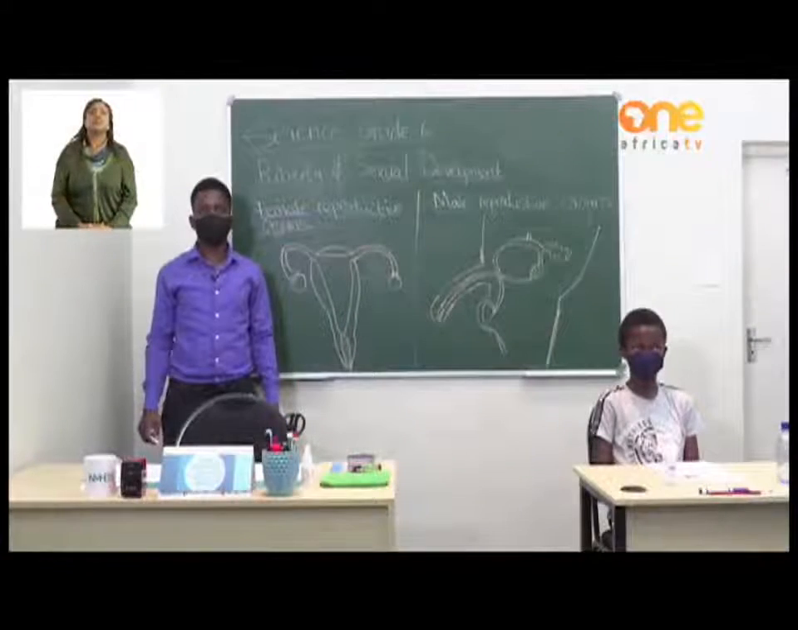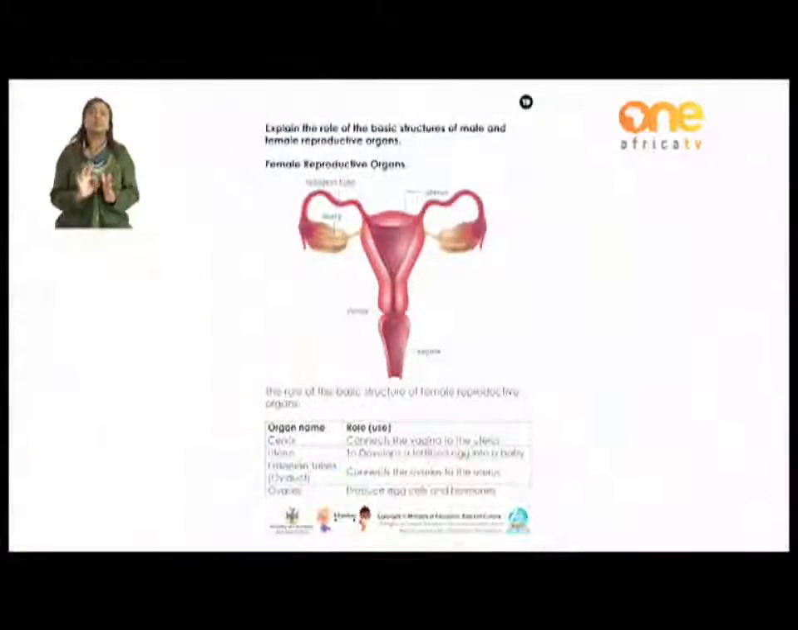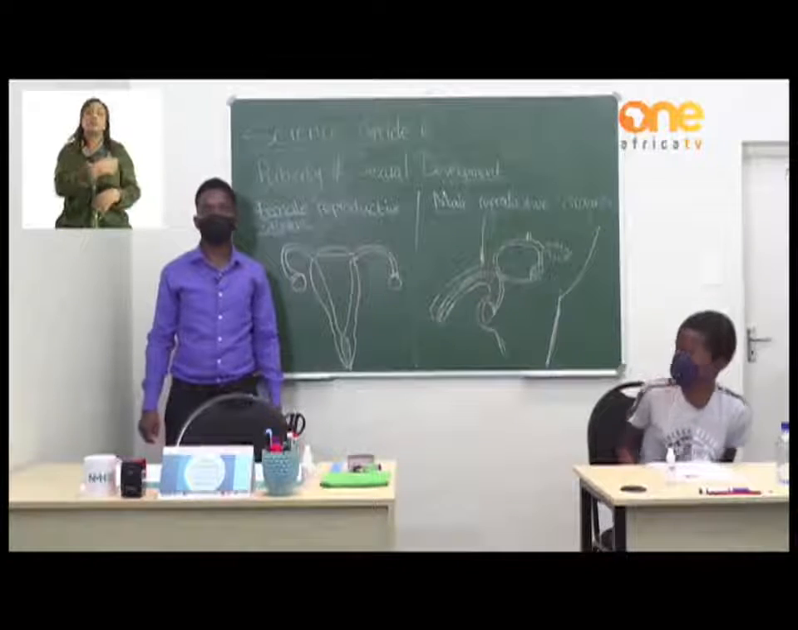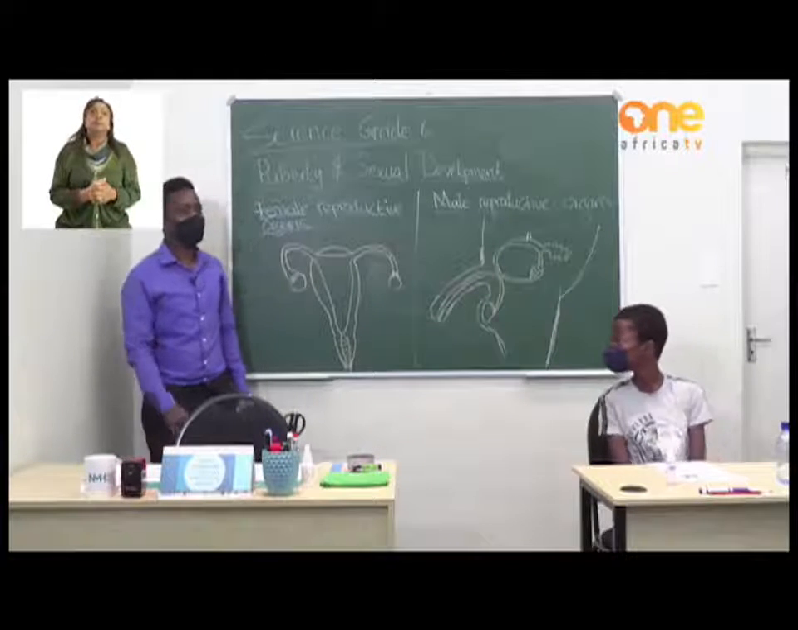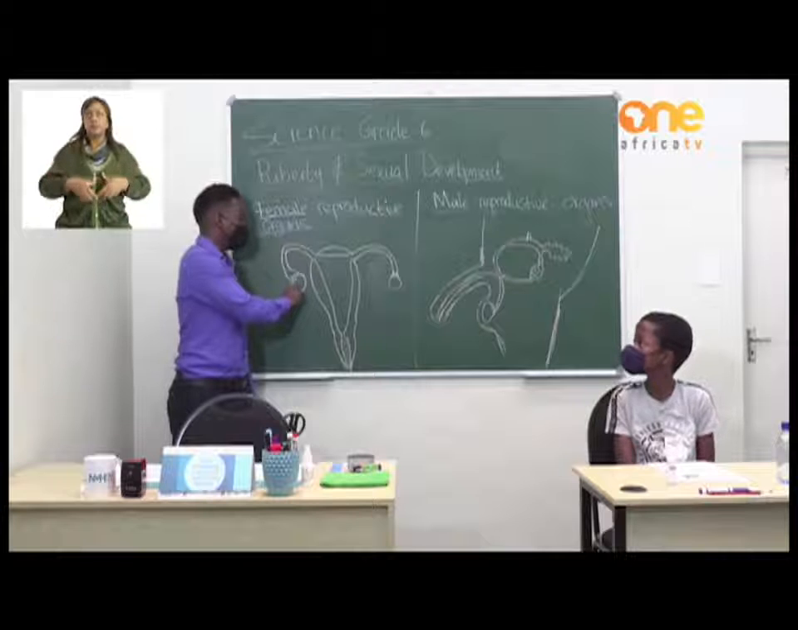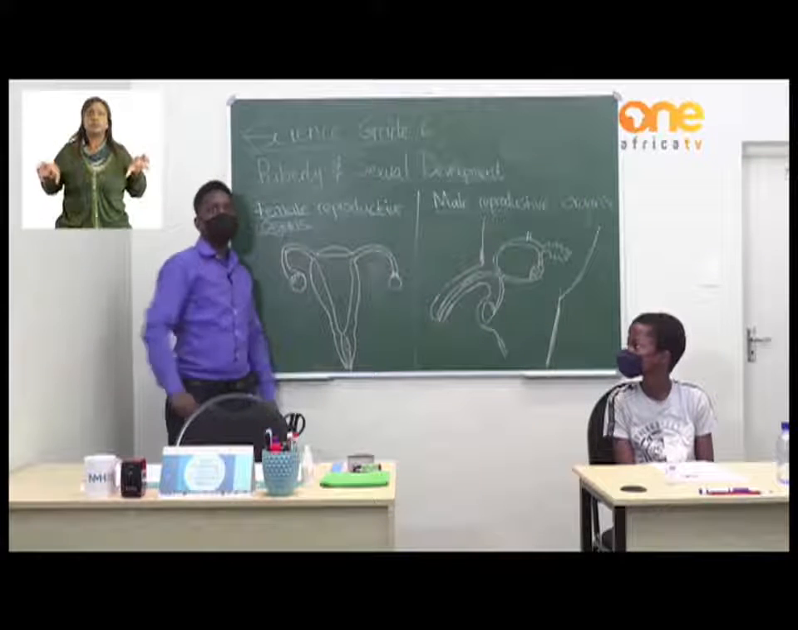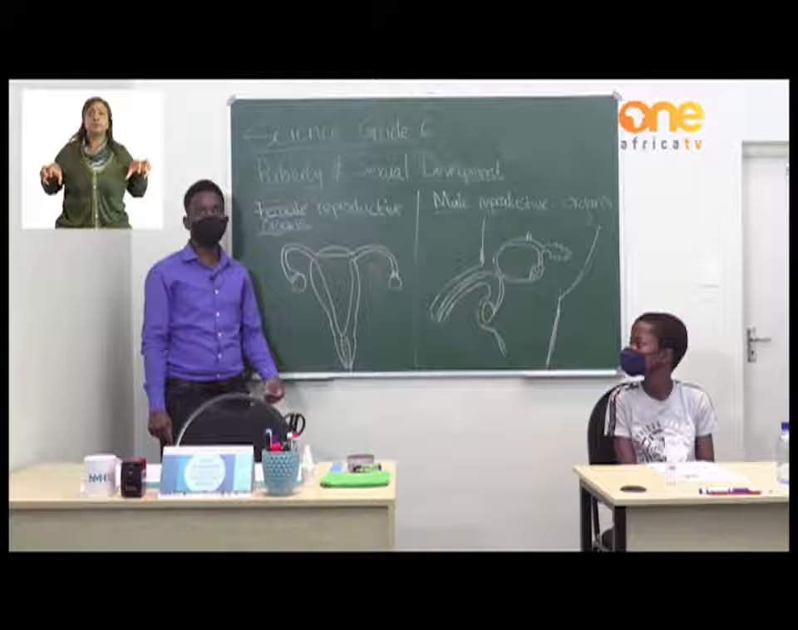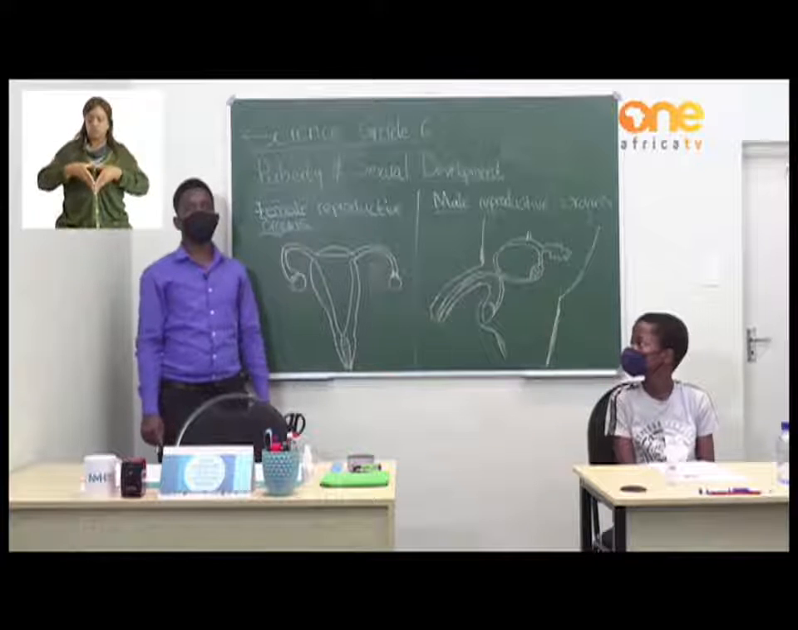Let us now turn to page 19, where we will look at the female reproductive organs. Remember here that we are expected to describe the role of the basic structures of a male and female reproductive system. Let us turn to the chalkboard so we can discuss this in detail. Now on the chalkboard with me, I have the female reproductive organ.